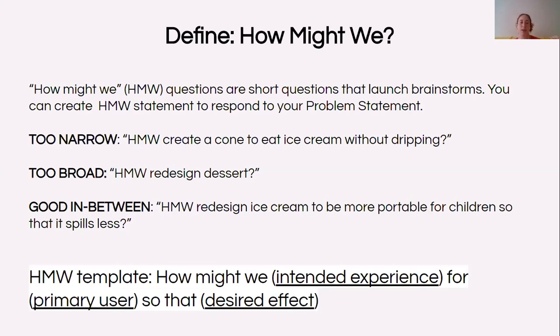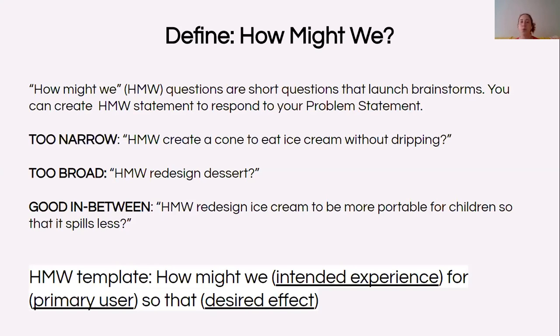So here was the template. How might we, the intended experience, redesigning ice cream for children is the scope I put down, so that it spills less. So here we are still thinking about ice cream dripping, but we are no longer narrowing down our solution space to only redesigning or recreating the cone. We can now think about what else we can put ice cream in so it spills or drips less.